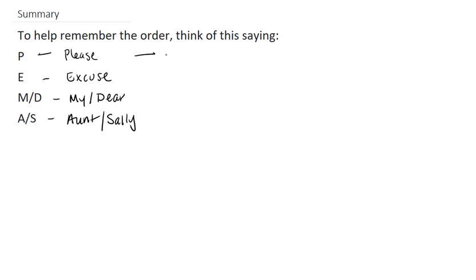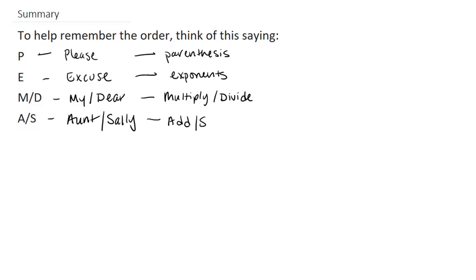So the P actually stands for parentheses. And then the E stands for exponents. M and D stand for multiply, divide, and A and S stand for add, subtract. So this is a way to help us remember the order of steps that we do when solving expressions like we saw in the first example.